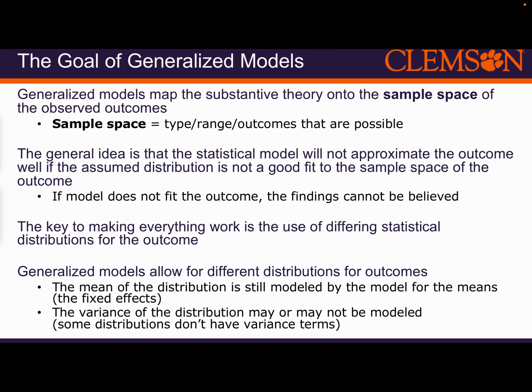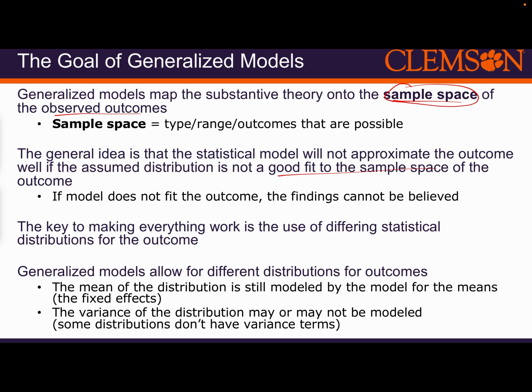The goal of generalized models is to map your substantive theory onto the sample space of your outcomes. Remember that term sample space, right? That's the range of outcomes that are possible. We have our theory about how the world should work. It's just our outcome data. It just happened to be the form that they come in, right? So what we want to do is change the model, not change the data. The general idea is that the statistical model will not approximate the outcome well if the assumed distribution doesn't fit the sample space of our outcome. Right? So if the model doesn't fit the outcome, we can't believe the findings.